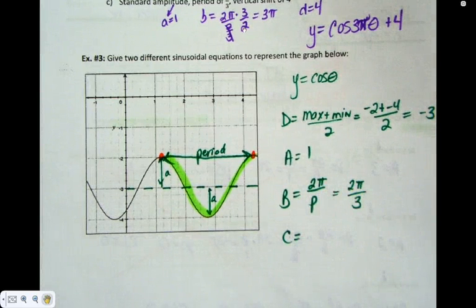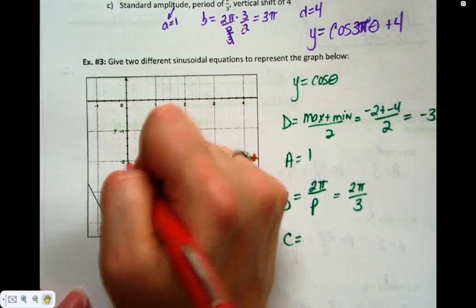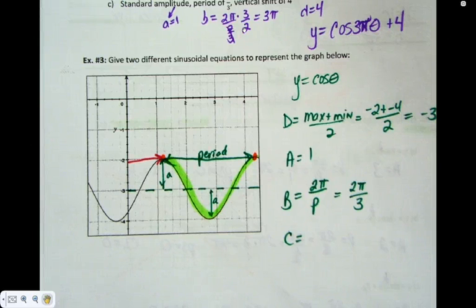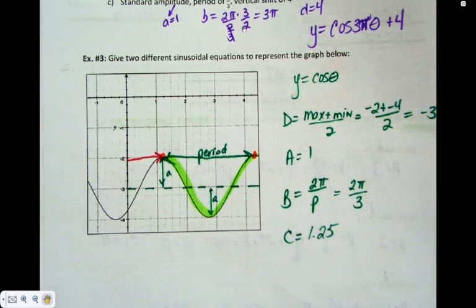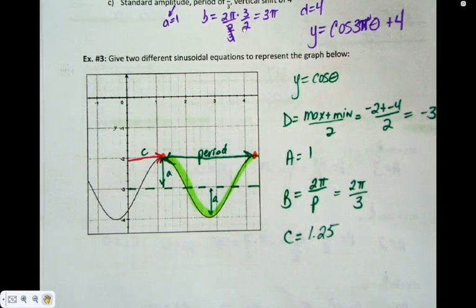The C value is how much we've shoved this graph over, and it's always from the y-axis to the start point, because the start point is usually right on the y-axis. We want to know how much did we shove it over. Where is that value? 1.25. Okay. I'll just put a C here. It's always from the y-axis to your start point.